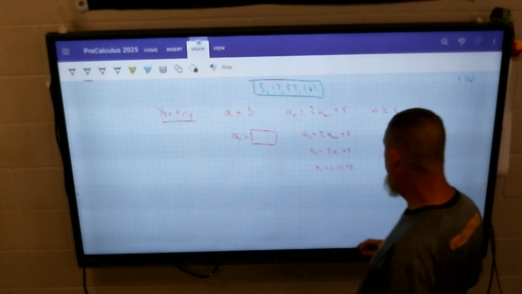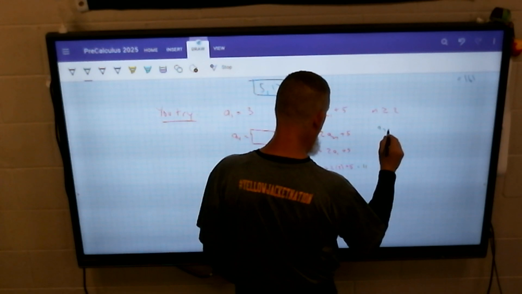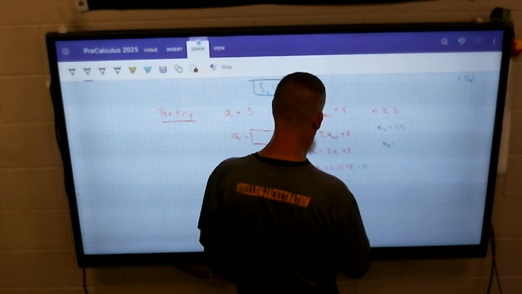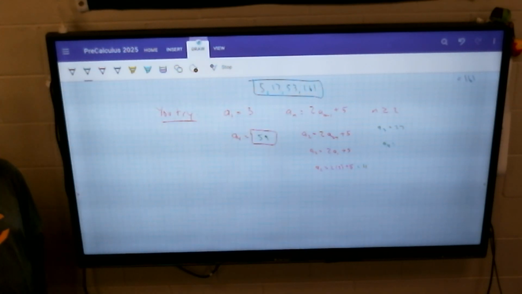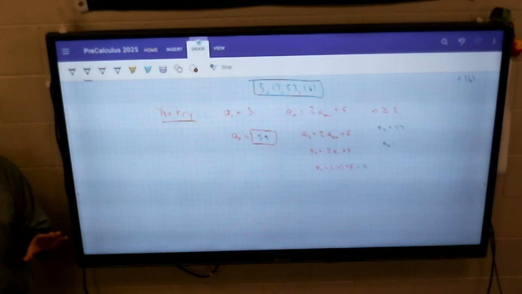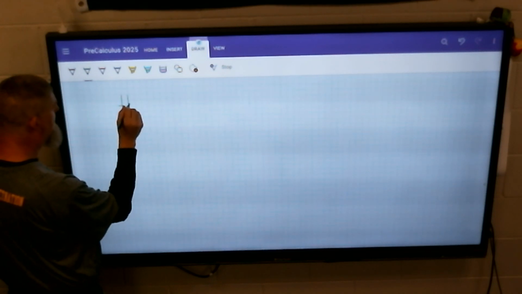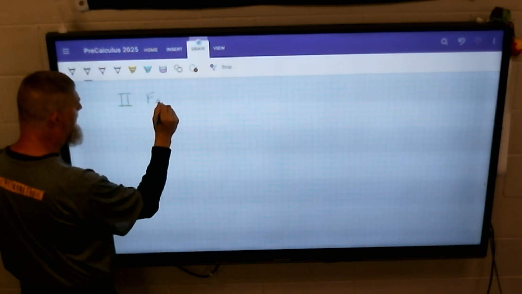Alright, so if A of 2 is going to be 11, A of 3 is going to be 27, so A of 4 is going to be equal to what? 59. Good? Okay, so topic number 1, recursive. That's what it looks like. That's what the formula gives you. You have to find them in order. We're good with that? Number 2. This is a notation you've seen before in algebra 2, and that's factorial.